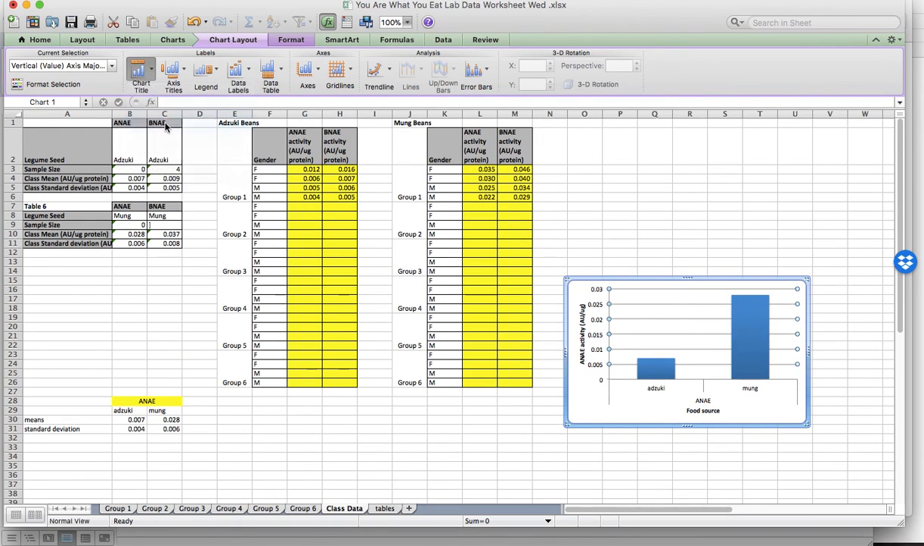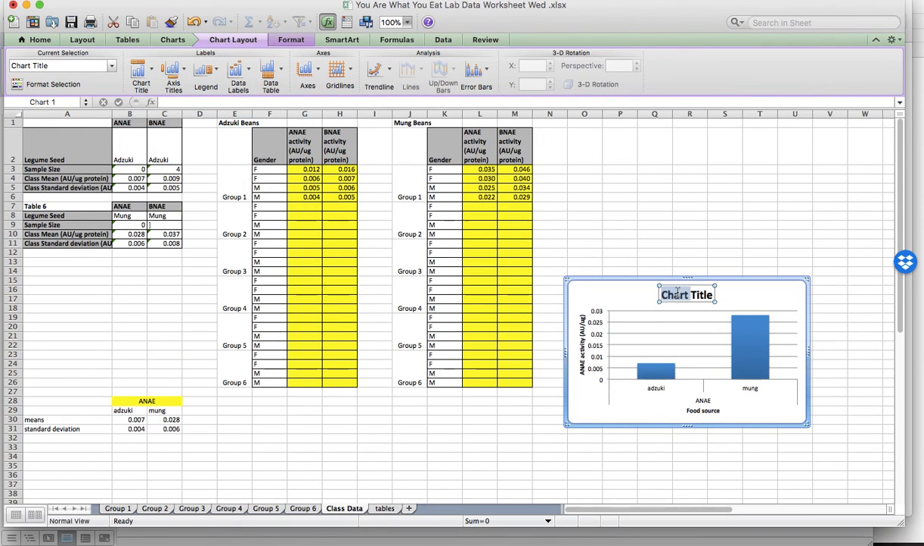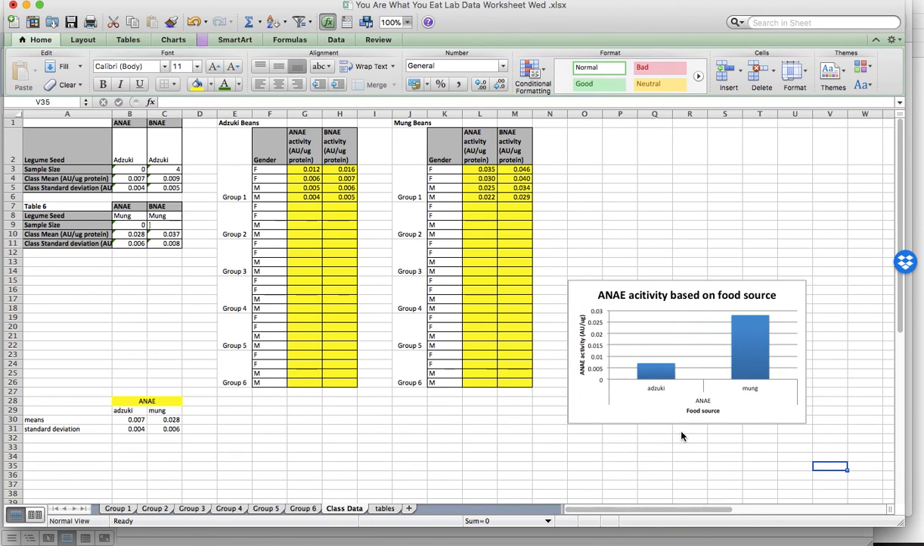Okay. Next, you want to add a title as well. So chart title. So we can name this NAE activity based on food source, for example.